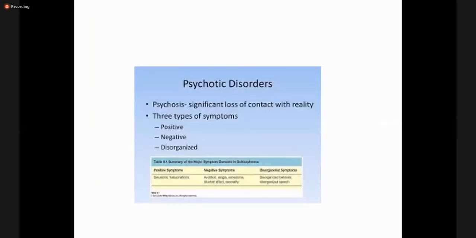Okay, so this slide is a little unclear, but let's talk about psychotic disorders because this is very important to understand. So when a person has a psychotic disorder, there is a significant loss of contact with reality. And there are 3 types of symptoms. They can have positive symptoms, they can have negative symptoms. Those are symptoms which an ordinary person does not have, a normal person does not have.